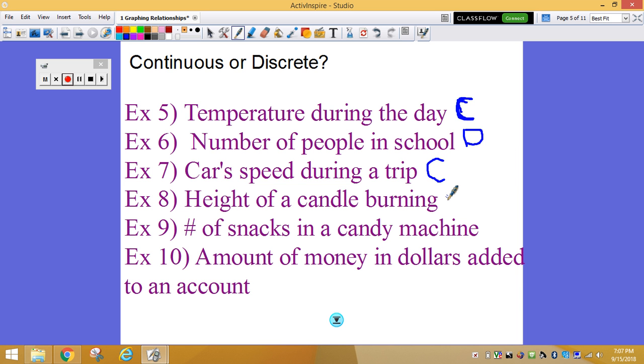Height of a candle burning. The height, could it be 3.5 inches tall? It could, so that's continuous. Number of snacks in a candy machine. Now, are you going to put $1 in and the snack machine is going to cut it in half and only give you half of your candy? No. It's going to give you the whole candy bar, so that's discrete. 10 is a little tricky. I specifically said in dollars. Okay, the amount of money in dollars added to your account. So we're not talking about change. We're just talking about dollars. So can you put in half of $1? No, because that would be 50 cents. And we're only talking about dollars. So this one is going to be discrete.